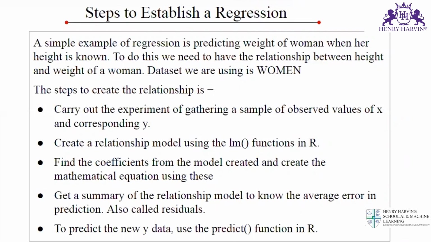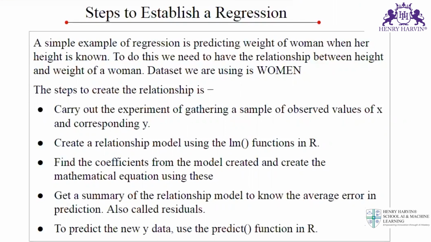We are taking a data set that is inbuilt in R and it is called the women data set. In it, there are values of height and weight of women aged between 30 to 39. And to build a regression model, the first step is an experiment of gathering a sample of observed values of X and corresponding Y. So here we are taking a sample of observed values of height and their corresponding weight.